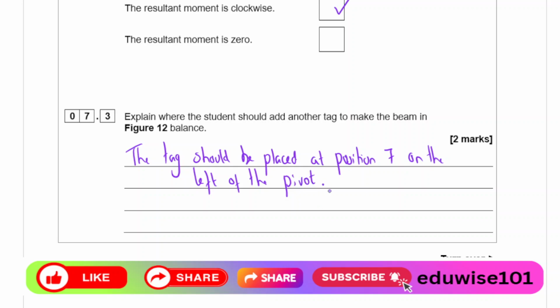They're asking us to explain, so we'll need to say why. Actually, explain where. That would actually give both the marks. The tag should be placed at position 7 on the left in order to balance it.